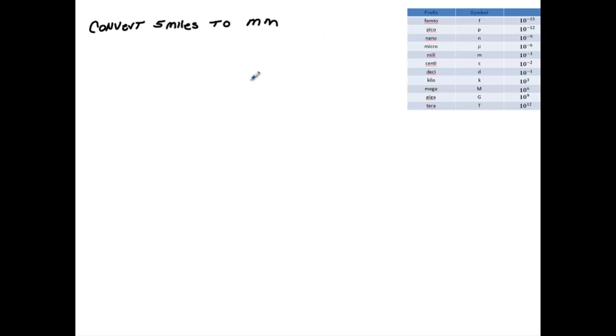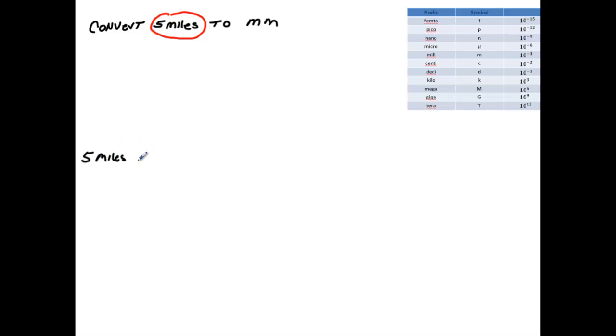Let's look at this problem here. We want to convert 5 miles to millimeters. The first thing you're going to do is take this number here and write that first. So we'll come down here and write 5 miles. Do not write that as m because you're going to get it confused with meters.